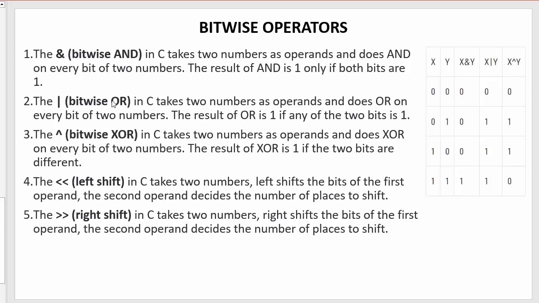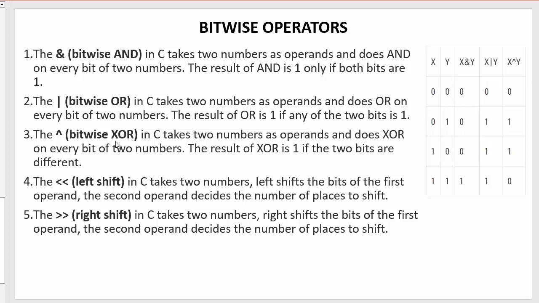While performing the bitwise OR operation, if both the operands are 0, then it will give 0 as an output. If any one of the operands is either 0 or 1, in both of those cases it will give you 1 as an output.